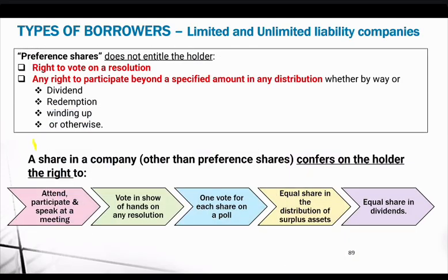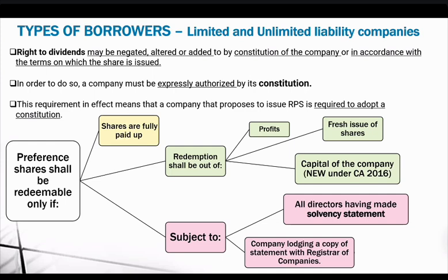So this one here are preference shares, and they have no voting rights, and usually they get a fixed dividend, but they don't get the rest of this. But for ordinary shares, they usually have the say and all this. And for dividends, it can be negated, altered, or added by the constitution.